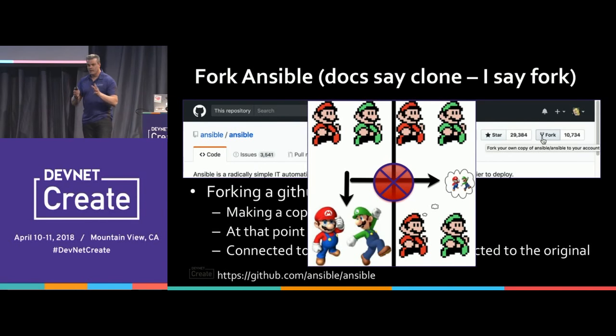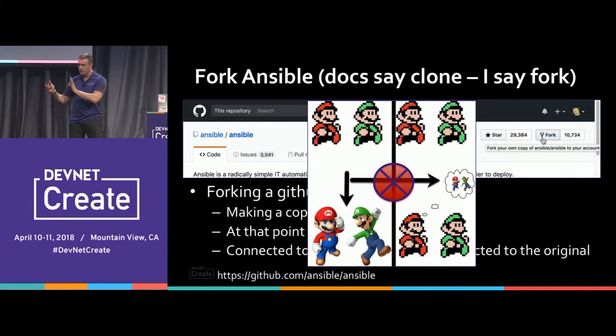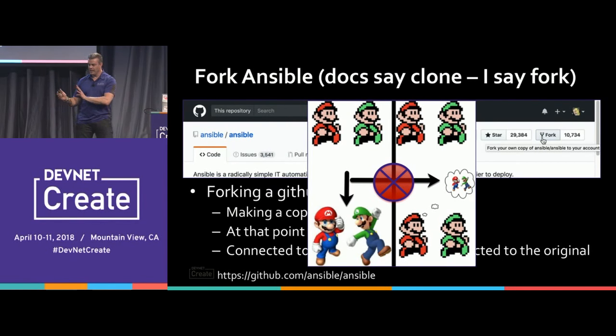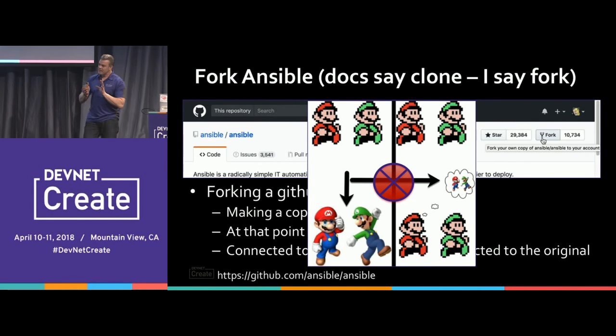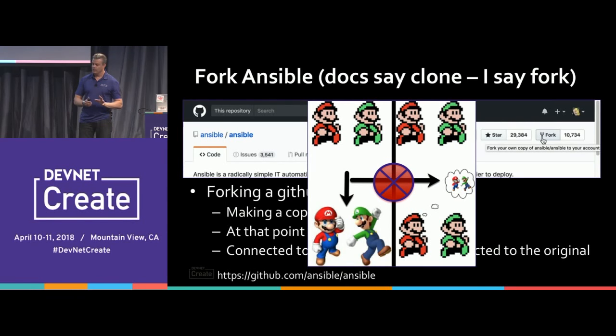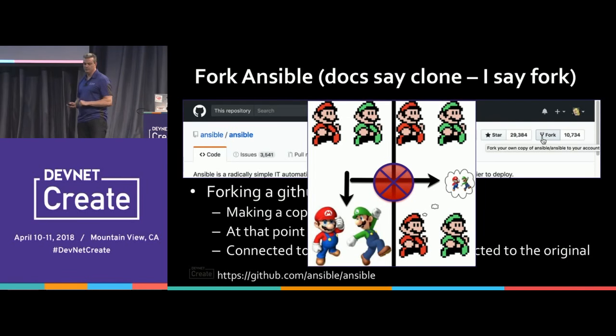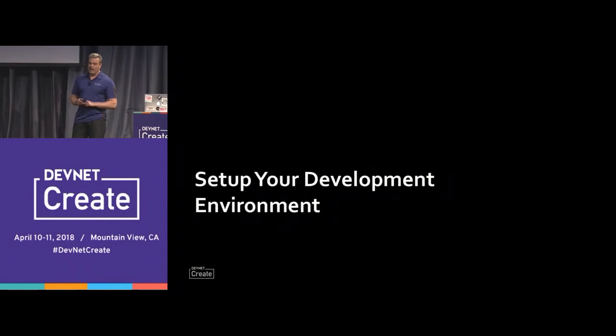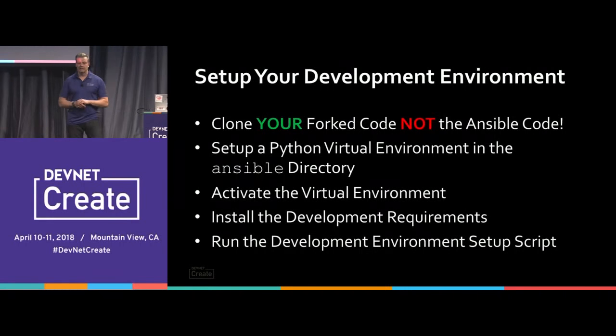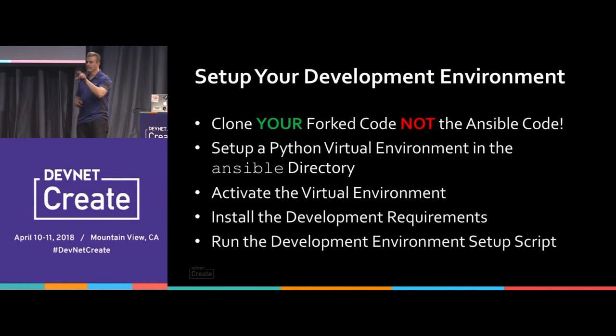So forking the code is you take a copy, put it into your repository under your account in GitHub. It is still connected because it's a known fork. However, it doesn't get updated by the original, but there is awareness of those updates. So fork Ansible. Now, forking Ansible is as simple as clicking a button in GitHub, and I have a graphic for that.